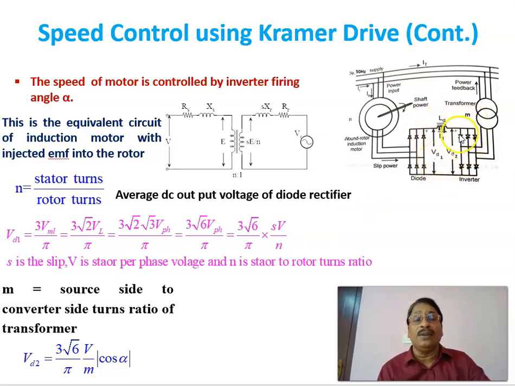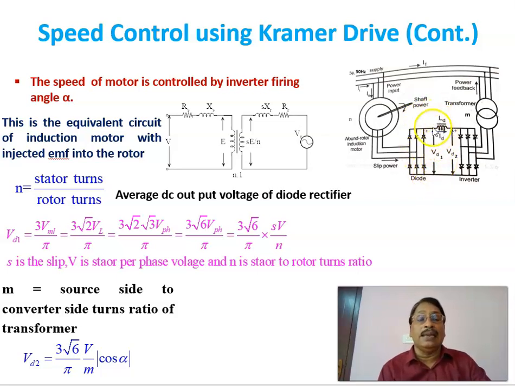Now coming to this VD2, that is available at the input of this inverter, because VD2 is a variable quantity that varies with respect to the firing angle of this inverter. In the same fashion, if you analyze that one, the voltage VD2 is given by 3 root 6 divided by pi into V divided by M into modulus of cos alpha, where alpha is the firing angle of this inverter. Therefore this is VD2, the voltage available at the input of the inverter, and VD1 is the voltage that is available at the output of the rectifier.